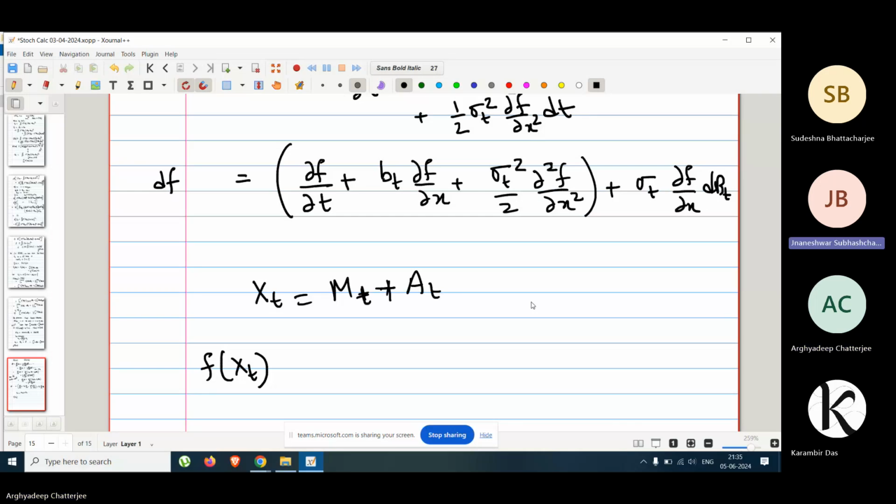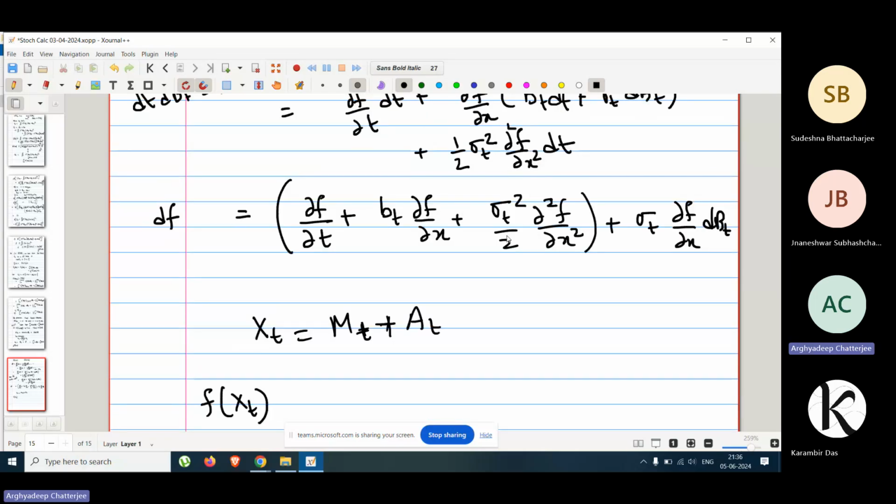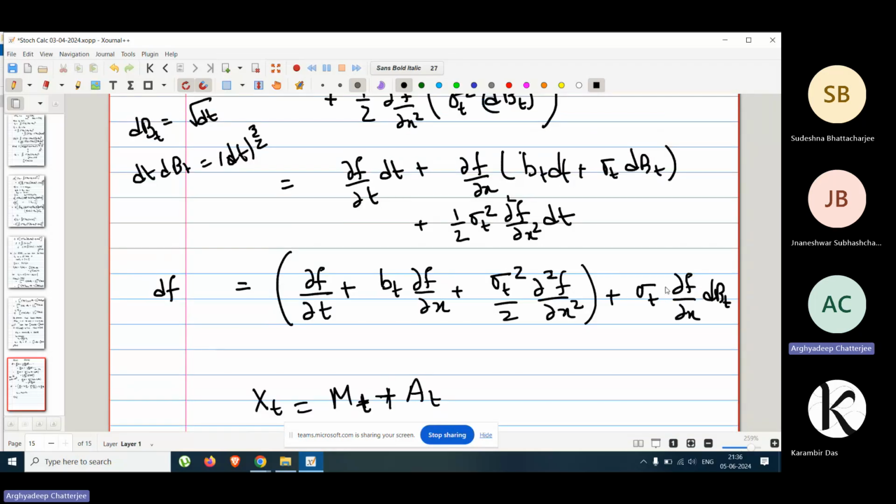Which term would change in this expression? The drift term is bt, so that would stay the same, right? Yes, that will stay the same. The term that will change is dt. So here we had a dt, and it becomes the quadratic variation instead of dt.